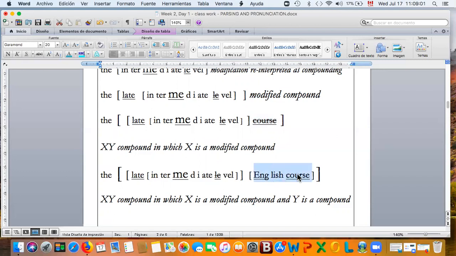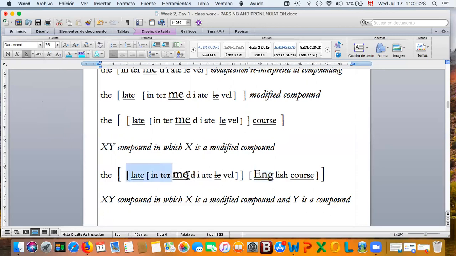Now suppose all of this is modifying not a single word, but a more complex word, a compound. Well, first of all, how do we pronounce the compound? Well, it's a course of English. So that gives us an English course. An English course. That's how the compound is pronounced.